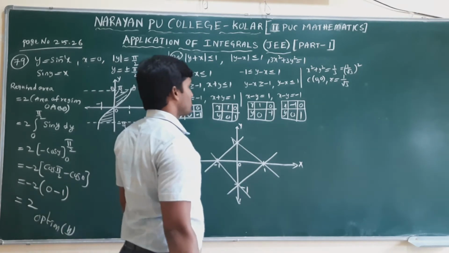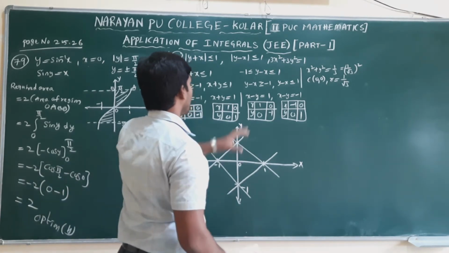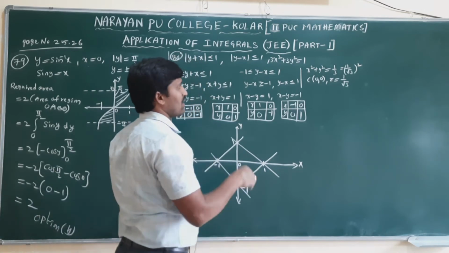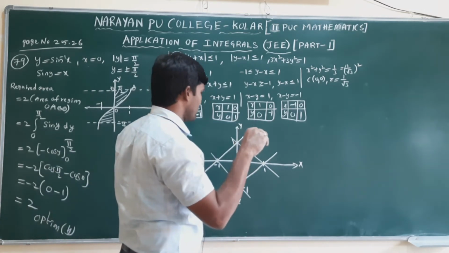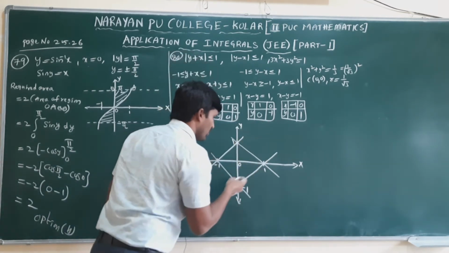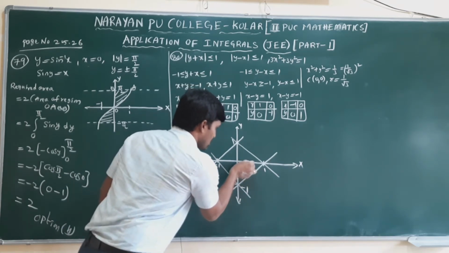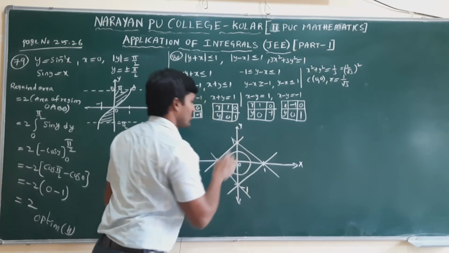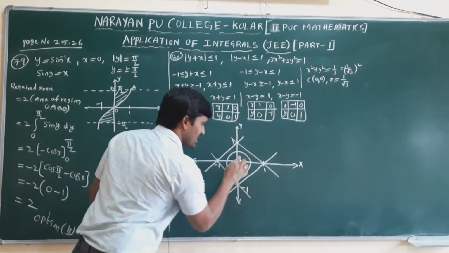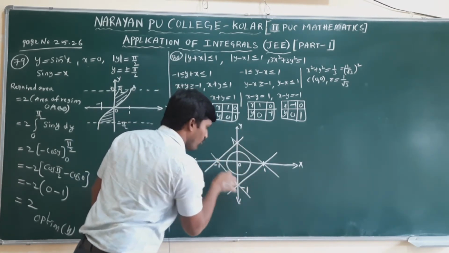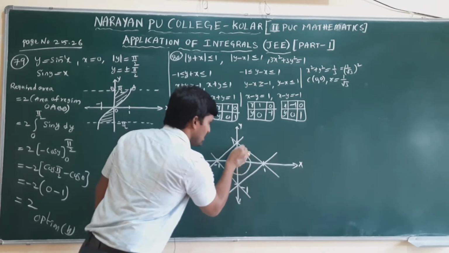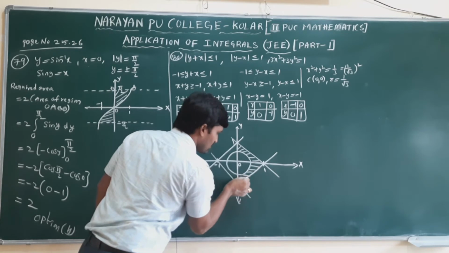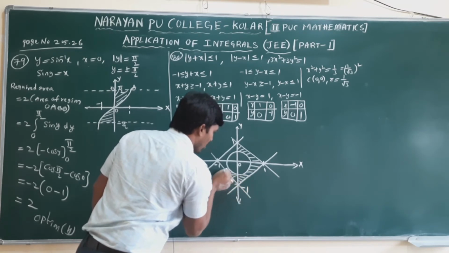Now which region do we have to find here? The area between these lines and the circle. The circle's center is the origin, and the radius is 1 by root 3, which simplifies to about 0.58. So the circle is like this, centered at the origin. We don't want this region; we want the area between these 4 lines and the circle. That means this is the complete region we need to find.